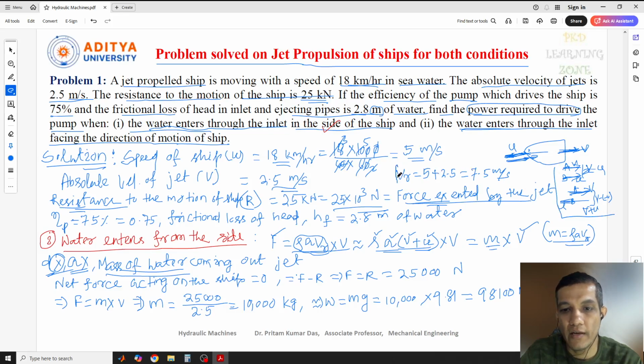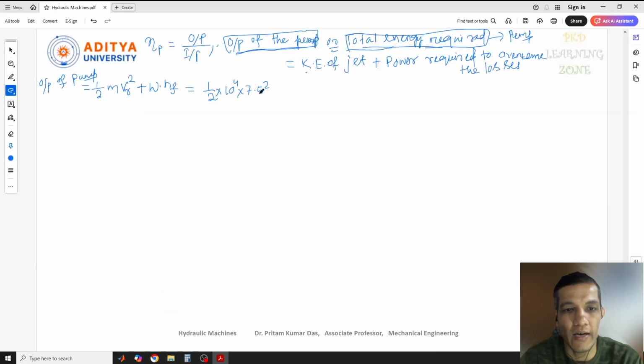So it's the same thing here, relative velocity. That was in my mind already, which is why I directly wrote 7.5 here for VR, because I needed to inform you at the start itself. So this is VR square, the relative velocity, plus the w value we have already calculated, which is 98,000 something, so I'll write that directly. And the value of hf is nothing but 2.8.